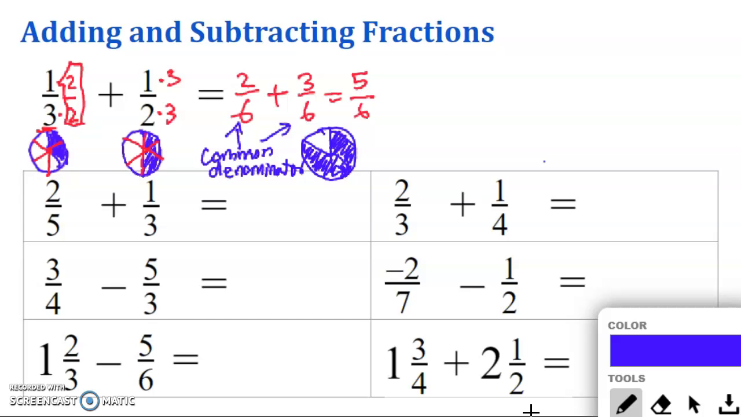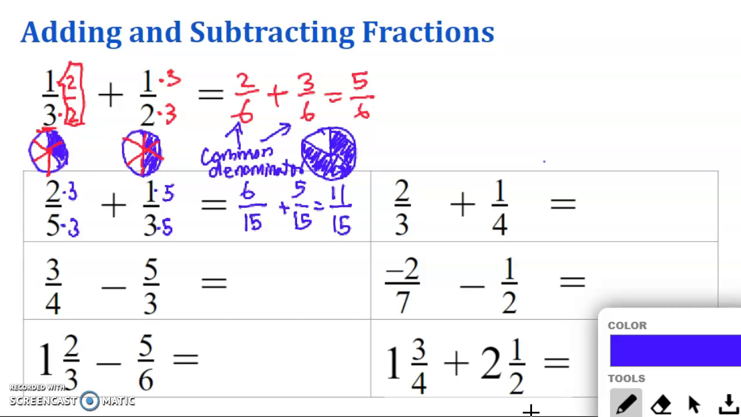Okay, 5 and 3. That means we need to make this into 15 and 15. What did I multiply to get to 15? I multiply by 3. Then I need to multiply the top by 3 as well. What did I multiply 3 by to get to 15? I multiply this by 5. So then that becomes 3 times 5 is 15, 2 times 3 is 6, 1 times 5 is 5, and 3 times 5 is 15. So now that the denominators are the same, I can simply add, and that leaves me with 11 over 15.